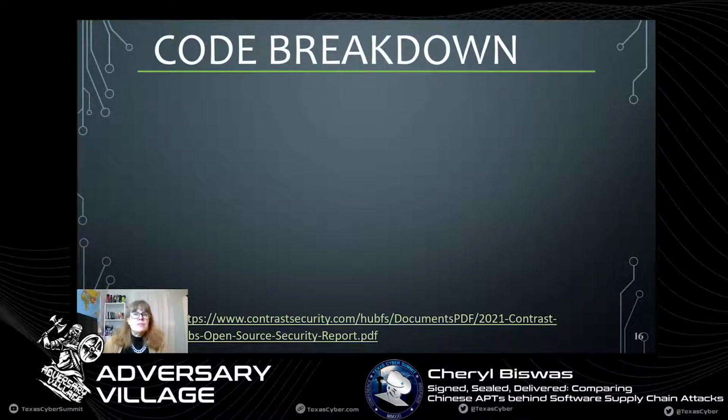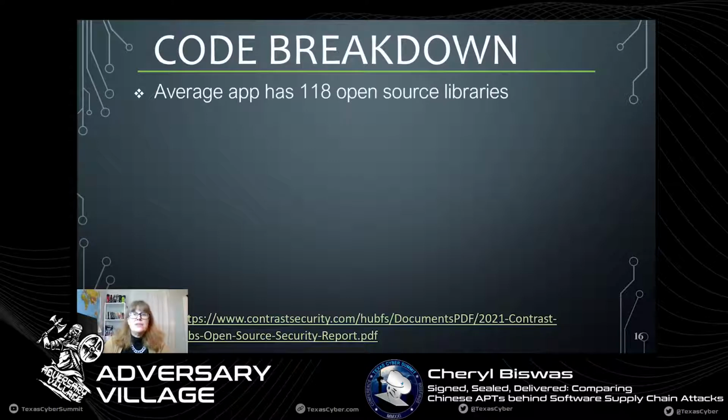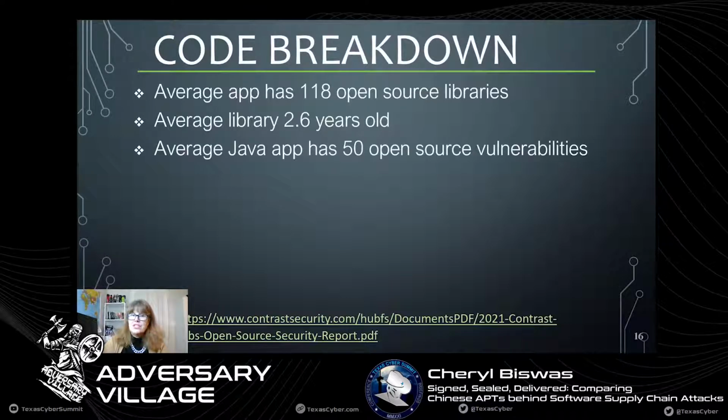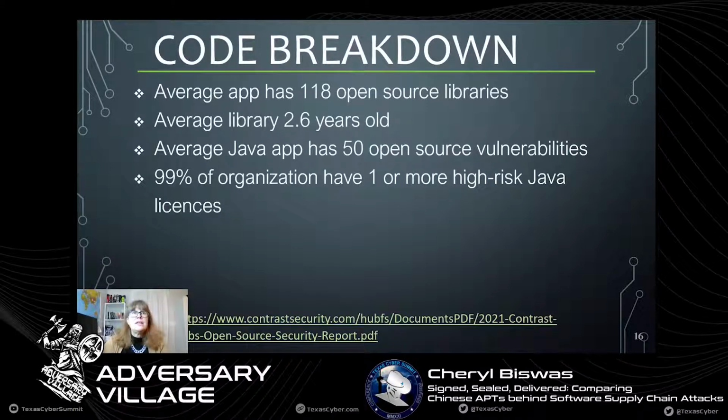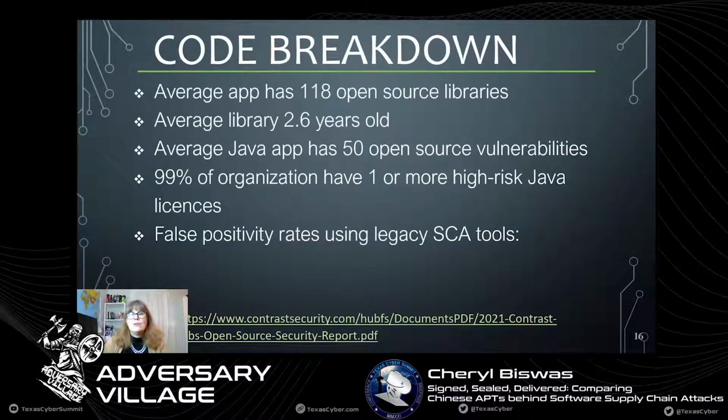Let's take a look at some numbers. The average app has 118 open source libraries, and the average library is 2.6 years old. Your average Java app can have as many as 50 open source vulnerabilities. 99% of organizations have at least one or more high-risk Java licenses. And what about false positive rates when you're using legacy SCA tools to test? Well, Java has 23%, .NET has 13%, and Node has 69%.